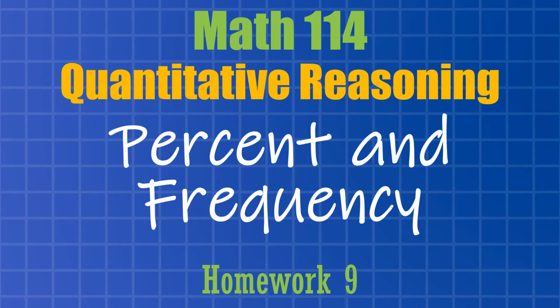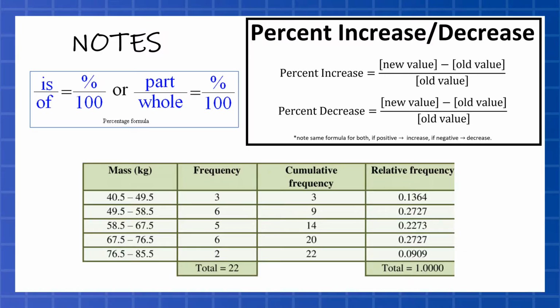Unit 9 of Math 114, Quantitative Reasoning. It's on percents and frequency. We have some of the same percent problems and ratios that we had in Unit 8. So we still are going to talk about percents and parts and percent increase and percent decrease. But what we're going to do this unit is add a little bit more on the statistics side of things. So we're going to talk about things in terms of frequency, cumulative frequency, and relative frequency.